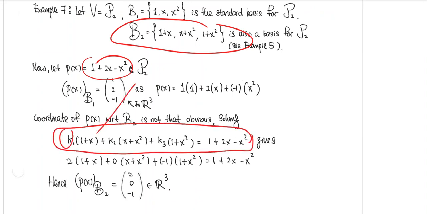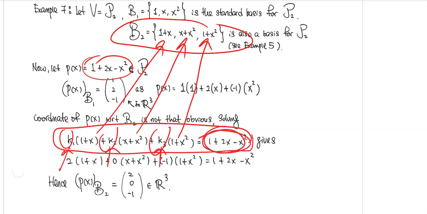You take K1 of this, K2 of this, and K3 of this, and you want to find these numbers. These numbers, by definition, will be the coordinates of this polynomial, the same polynomial as before, but with a different basis, now basis B2. If you write these things out, comparing coefficients, you will get 3 equations and 3 unknowns, and you solve for it, you will get K1 is 2, K2 is 0, K3 is -1. So this polynomial with respect to this basis B2 is 2, 0, -1.